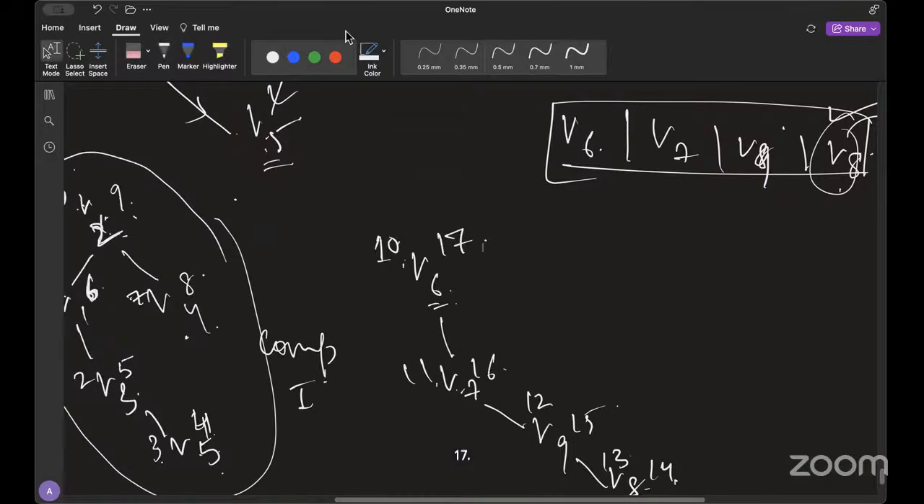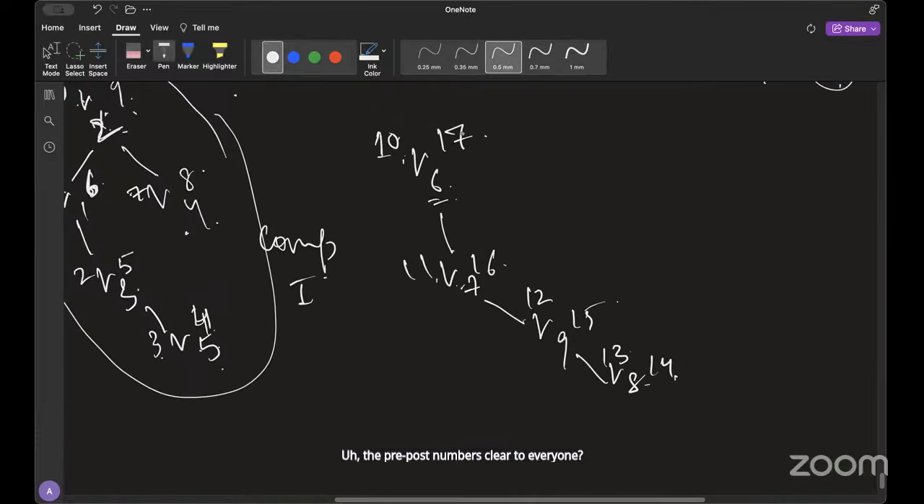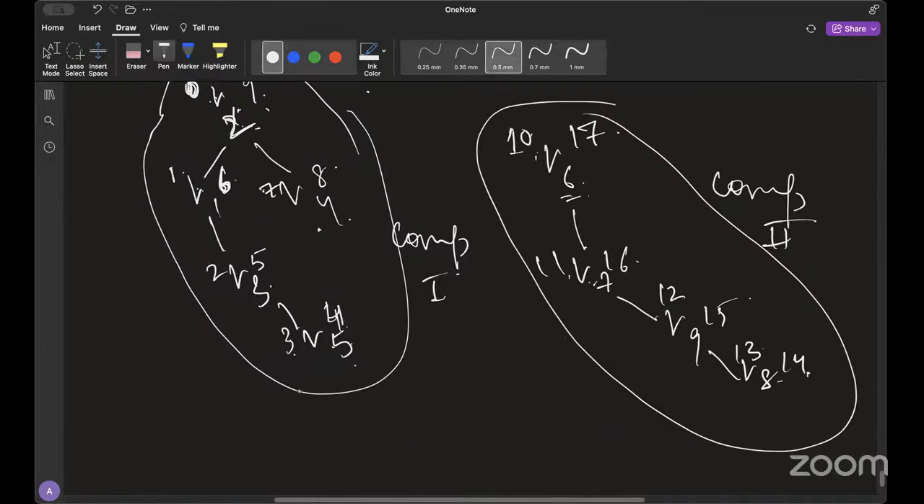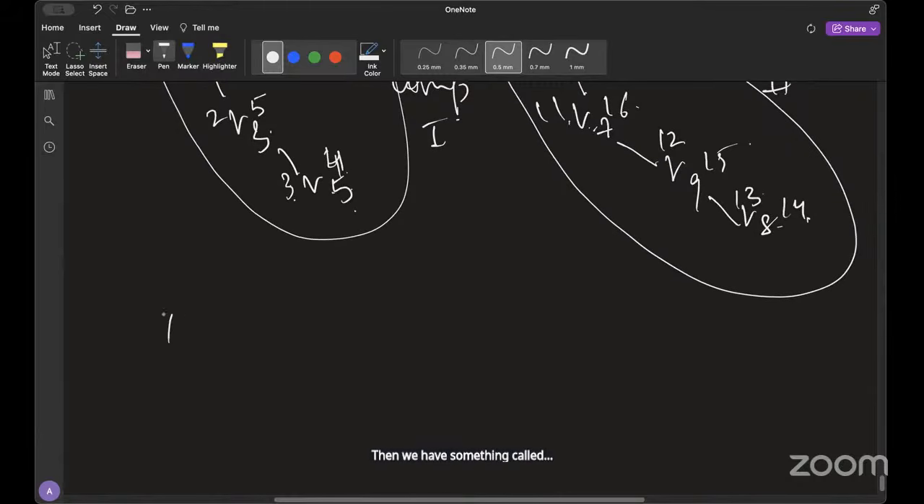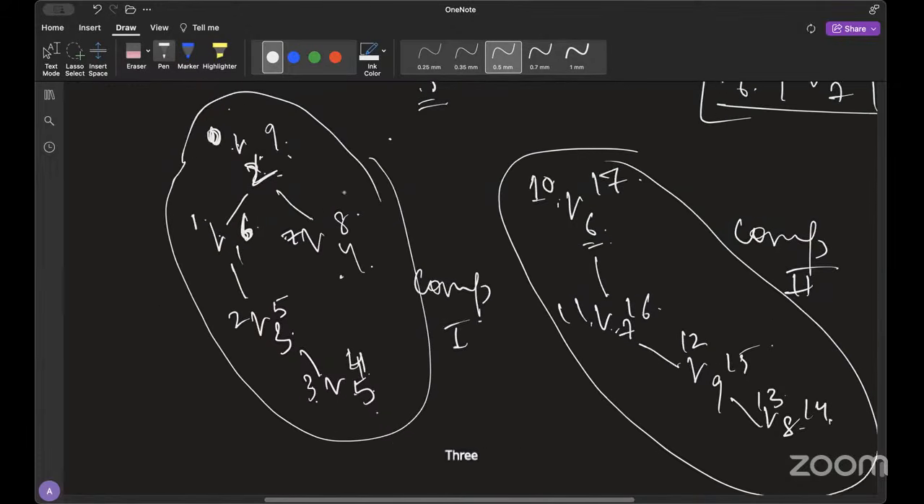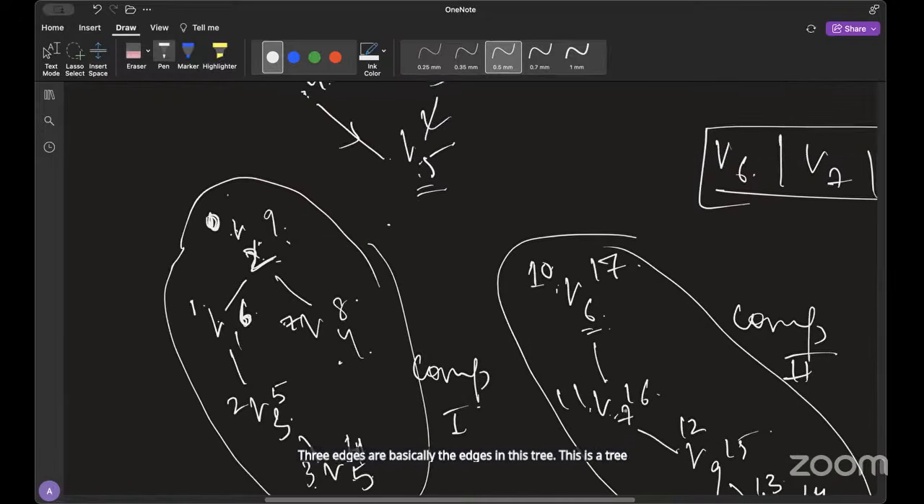Is this okay? Are the pre-post numbers clear to everyone? This will be your other component. Then we have something called tree edges and non-tree edges. So tree edges are basically the edges in this tree. This is a tree, right?